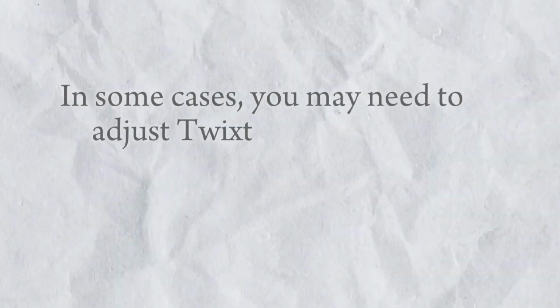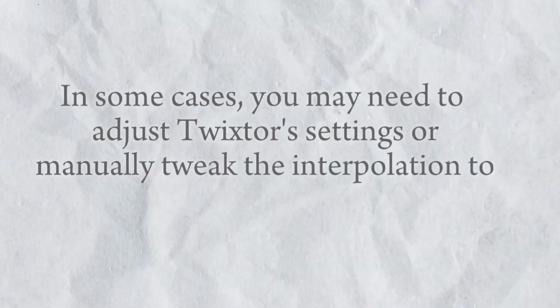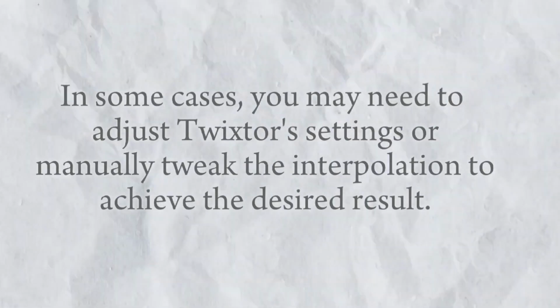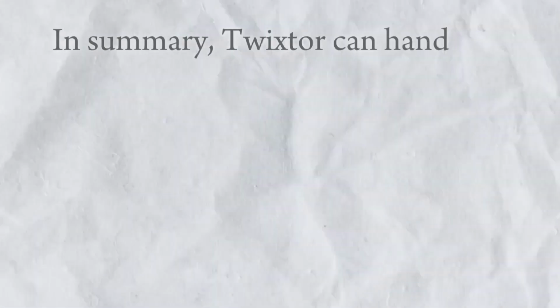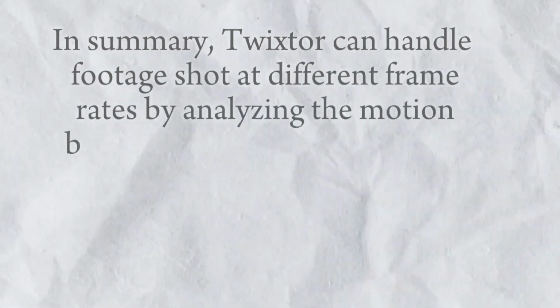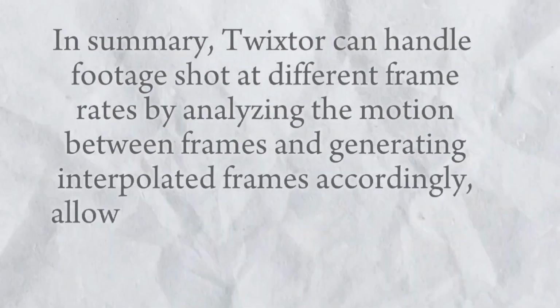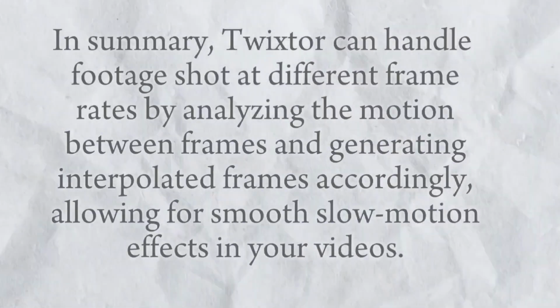In some cases, you may need to adjust Twixtor settings or manually tweak the interpolation to achieve the desired outcome. In summary, Twixtor can handle footage shot at different frame rates by analyzing the motion between frames and generating interpolated frames accordingly, allowing for smooth slow motion effects in your videos.